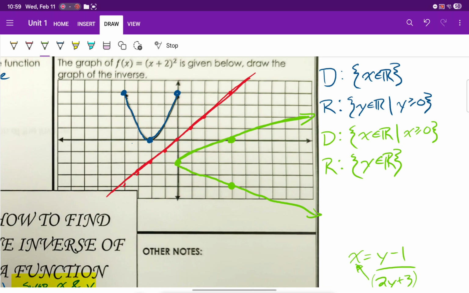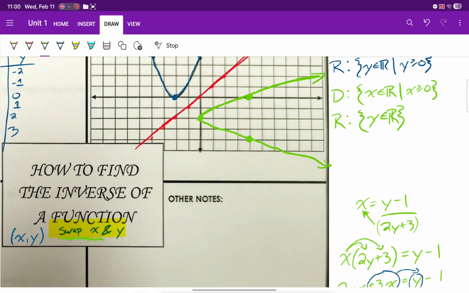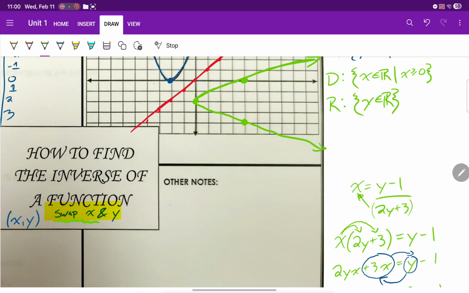Your domain and range swap. Okay. In the original function, compared to the inverse function, your domain becomes your range and your range becomes your domain. And so again, we're just swapping x and y's. We're swapping our domain and range. Okay. And I'm going to just put that in the note here.